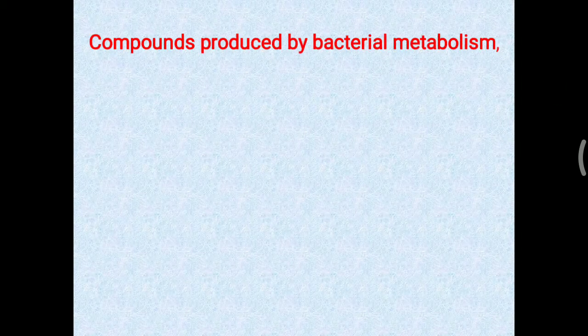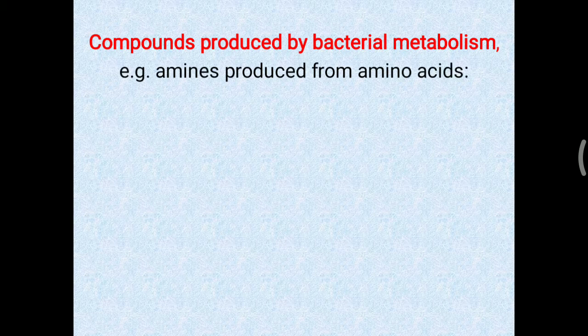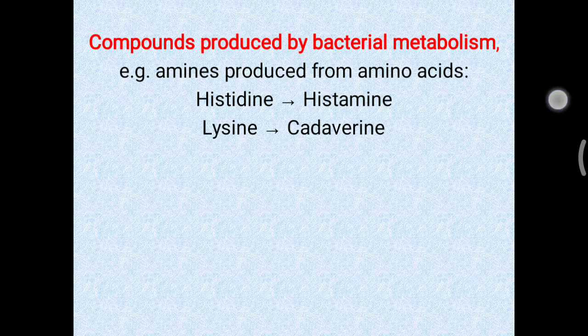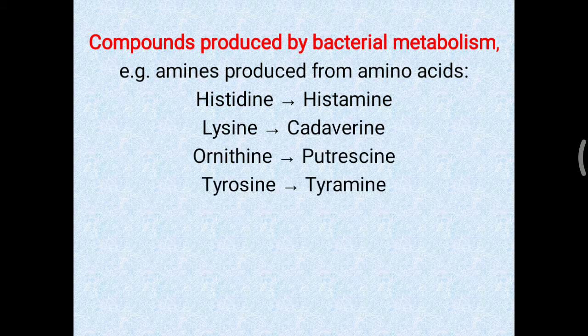Some compounds are produced by bacterial metabolism, like amines produced from amino acids: histidine produces histamine, lysine makes cadaverine, ornithine forms putrescine, tyrosine forms tyramine, and tryptophan forms tryptamine. These are all biological amine formations, produced sometimes by bacteria in the intestine also, and they all need to be detoxified.